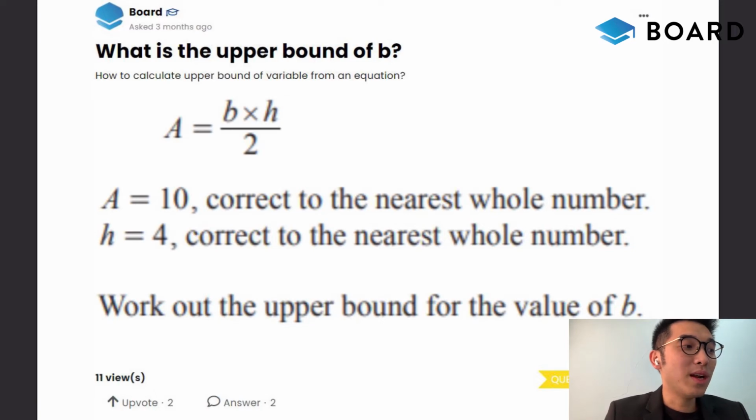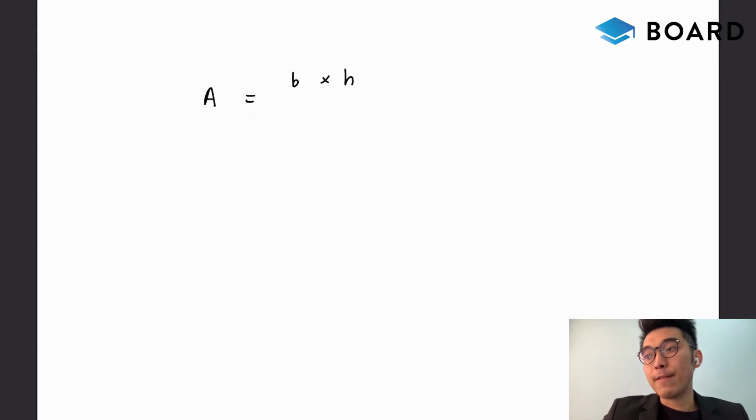Okay, now this is an interesting question, mathematics. What is the upper bound of B? They said A is correct to the nearest whole number, H is correct to the nearest whole number. So they give you these four. It looks quite friendly. If you write down the question, this is the question, right? Now they want an upper bound for the value of B.